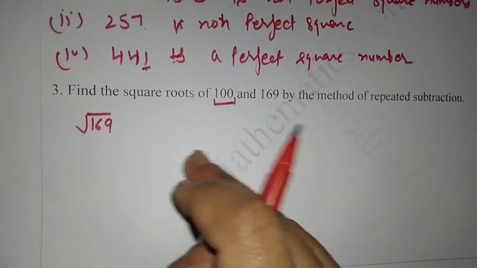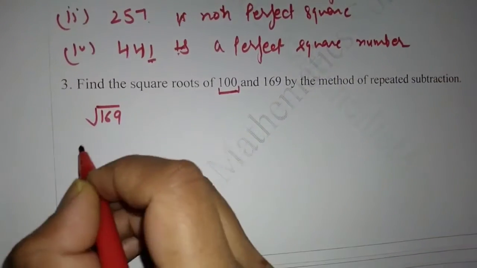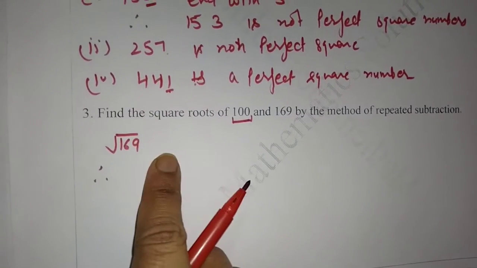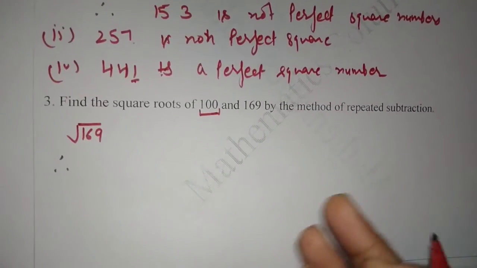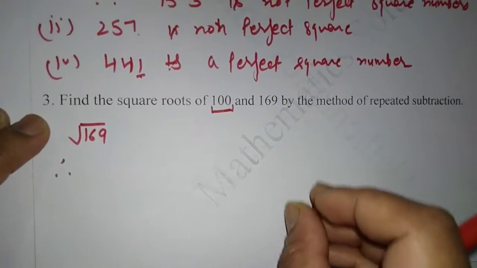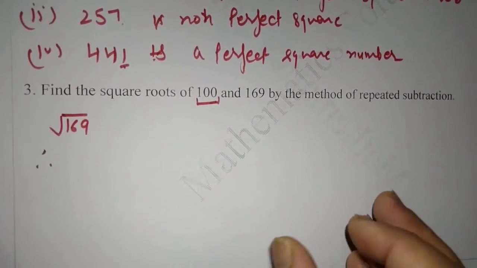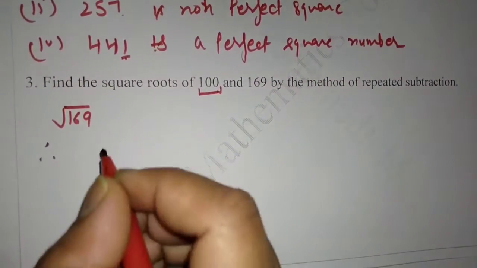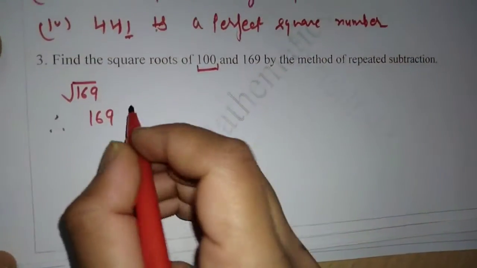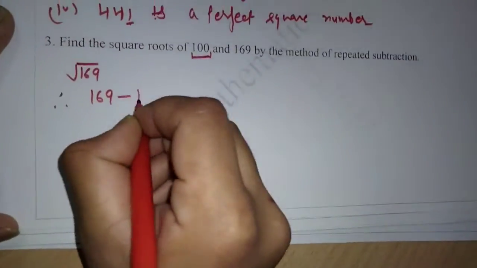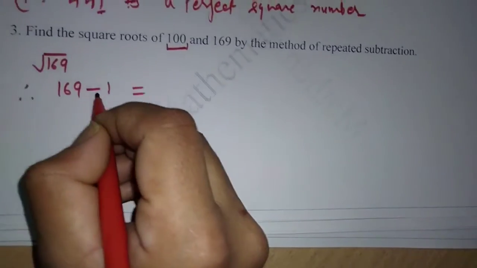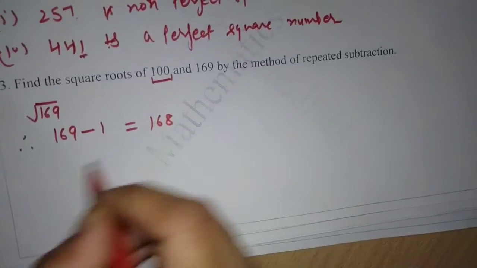In the repeated subtraction method, you have to subtract consecutive odd numbers from the given number, and the step at which you get 0 will be the end step, and the number of steps in which we have obtained 0 will be the square root of the given number. So let's start. First subtract the first odd number from the given number. The first odd number is 1, so 169 minus 1 is 168.